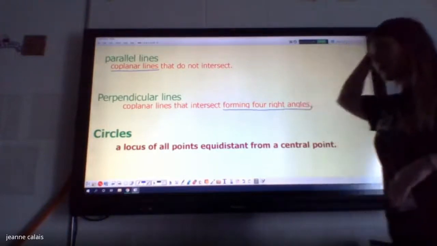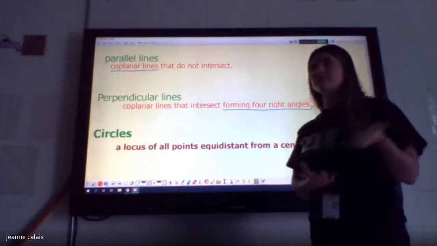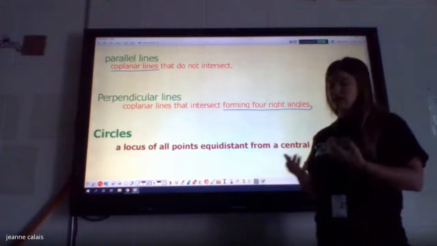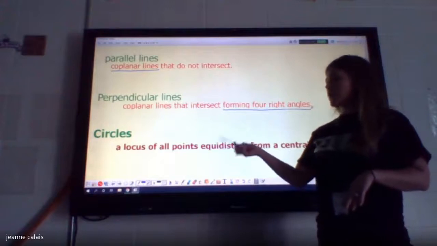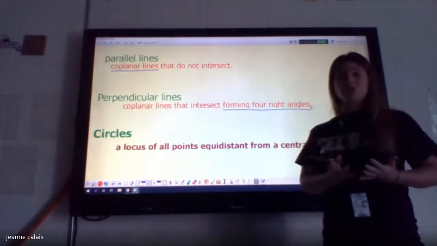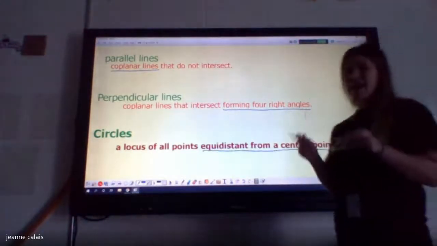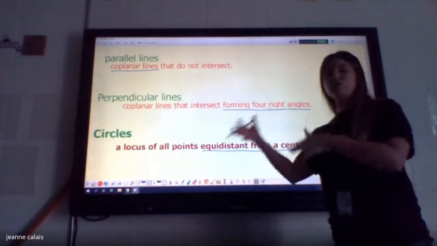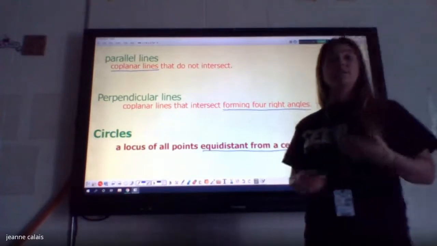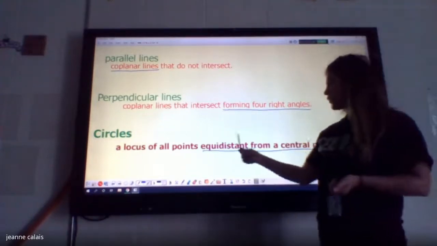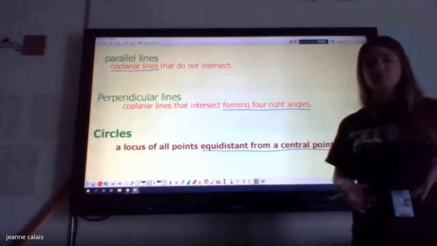All right, the last definition on this slide is circles. I've seen several different wordings of how the definition is formatted, but the gist is the same. The term locus is the points that form that circle. A locus of all points equidistant from a central point. That part right there, equidistant from a central point, is the main part of the definition. So if you see a different type of wording, that's okay. As long as we're talking about points equidistant from a central point, that's a circle, okay?